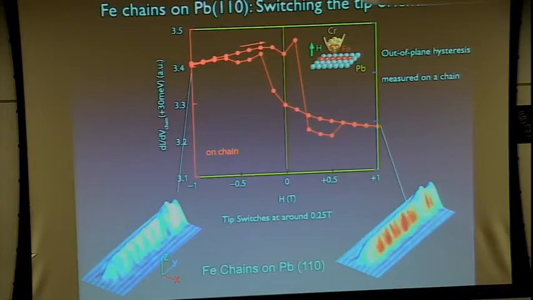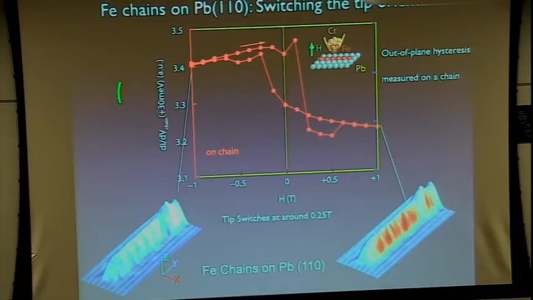So what happens is you take this tip and you bring it over, sorry, these two pictures should be swapped. You bring it over the chain. I've taken a three-dimensional picture of the chain here, and I have colored it with the height of the tunneling density of state measured at 30 millivolts between the chain and the tip as a function of applying a perpendicular magnetic field to this structure.